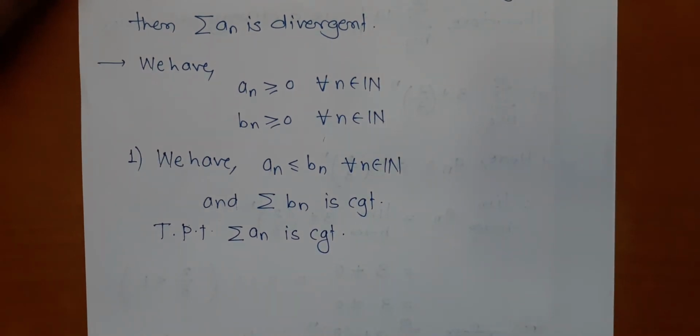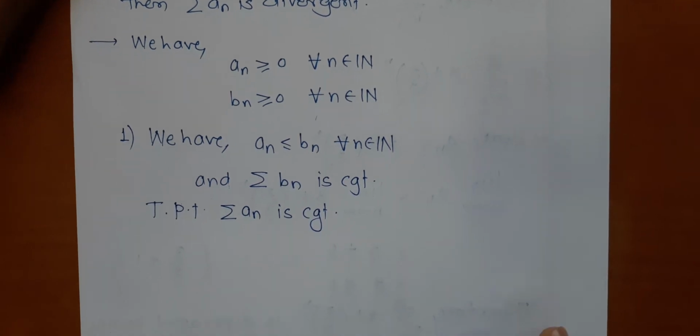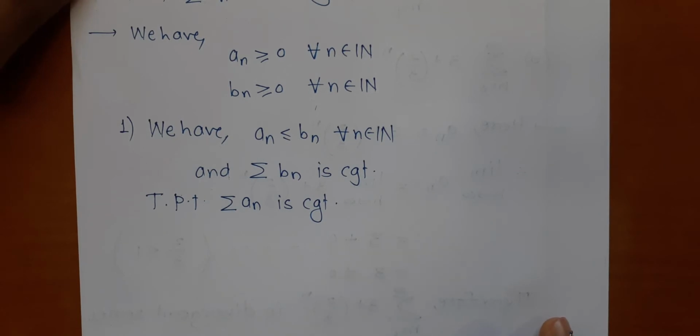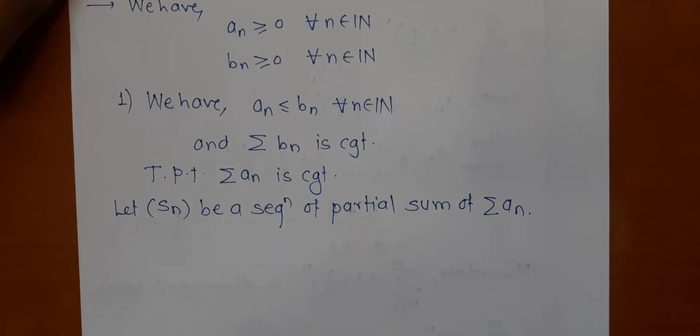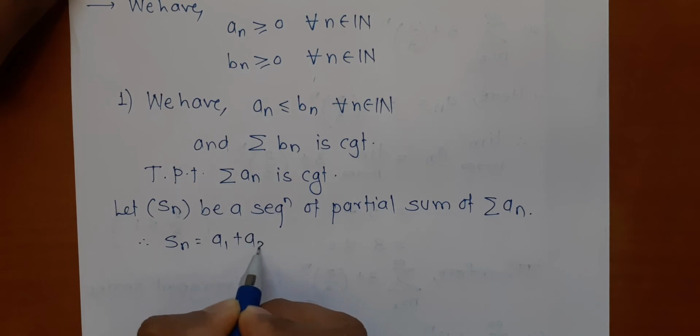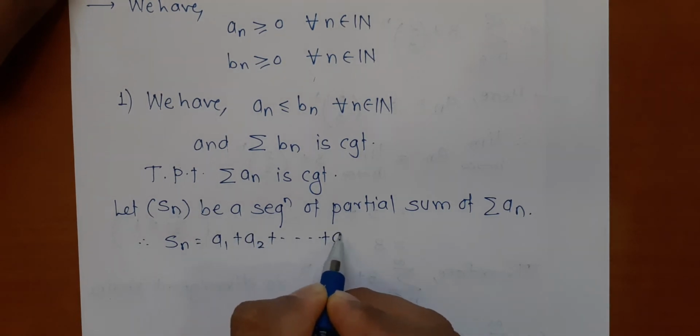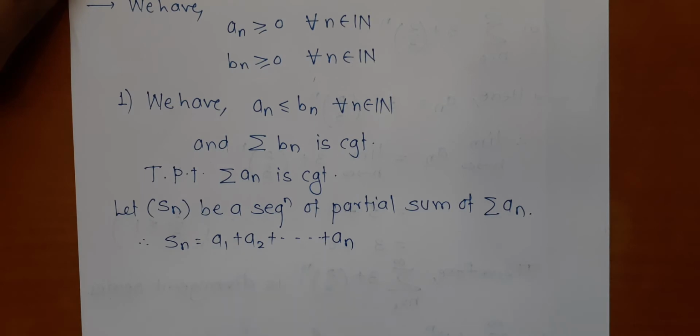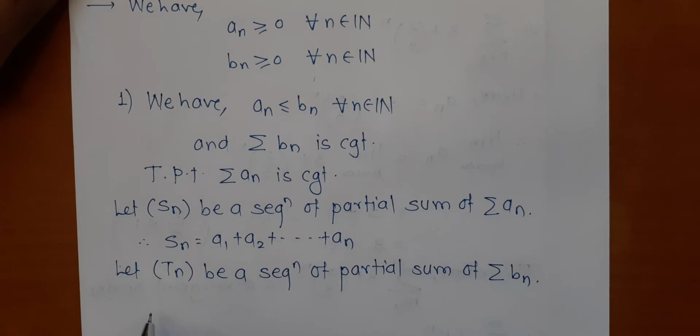When we discuss any theorems or results on convergent series, obviously we take the sequence of partial sums. So let S_n be the sequence of partial sums of summation a_n. Therefore we can write S_n equals a1 plus a2 and so on, we add the first n terms, right? Similarly, we have a second series b_n. So let T_n be the sequence of partial sums of summation b_n. Therefore T_n is equal to b1 plus b2 plus and so on up to b_n.